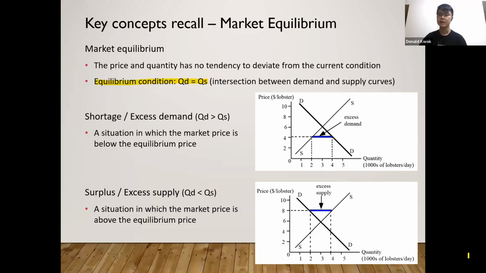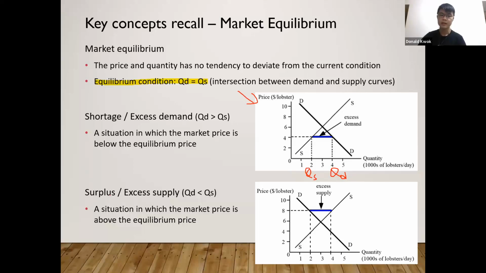And of course, there are situations where the market is in disequilibrium. The first case is a shortage, or we also say excess demand. It is given by a situation where the quantity demanded is greater than the quantity supplied. Referring to the first diagram here, at the price of $4, the quantity demanded is greater than the quantity supplied, and there's excess demand in the market. Graphically, the price of $4 is below the equilibrium level. So a shortage would emerge when the price is below the equilibrium price.